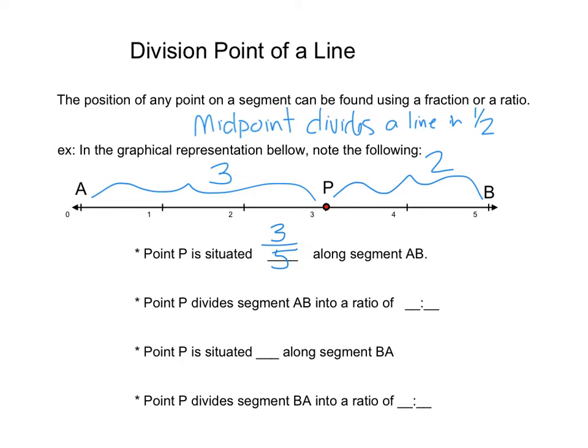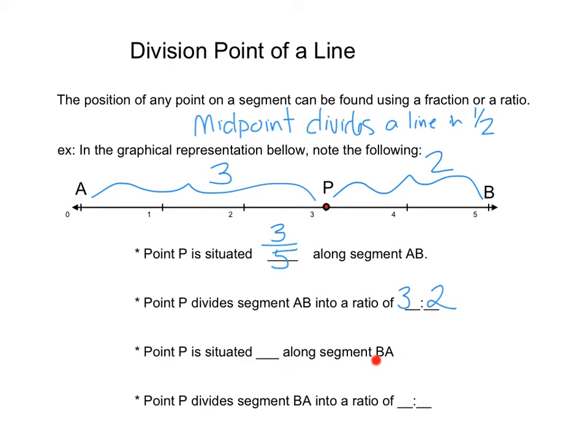Now we can also say that point P divides the line into a ratio. A ratio is a comparison of parts. The fraction does the part divided by the whole, while the ratio is going to be a part and a part. So it divides the line into 3 parts to 2 parts. That would be our ratio, 3 to 2.